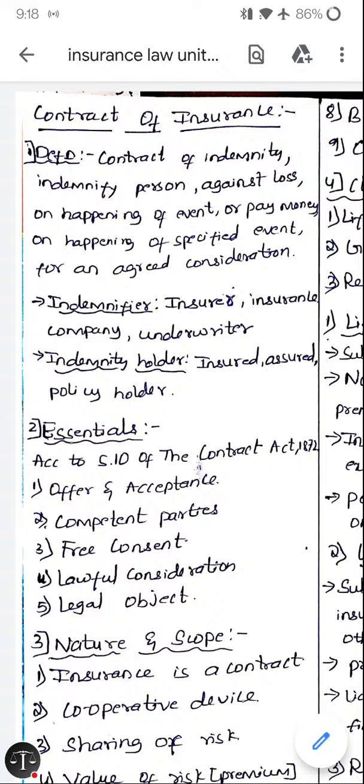So insurance is nothing but when a person goes to an insurance company and pays premium for a certain happening of an event, the insurer will indemnify him, indemnify the losses. There is a case law for this. The case law is Prudential Assurance Limited versus Inland Revenue Commissioner.